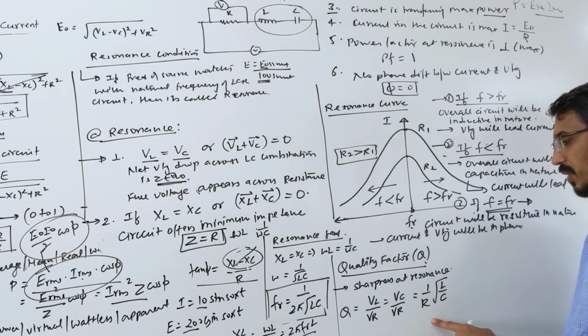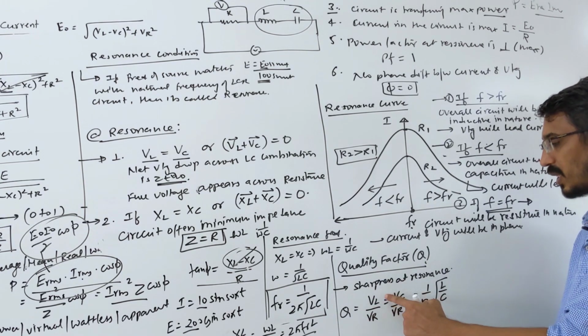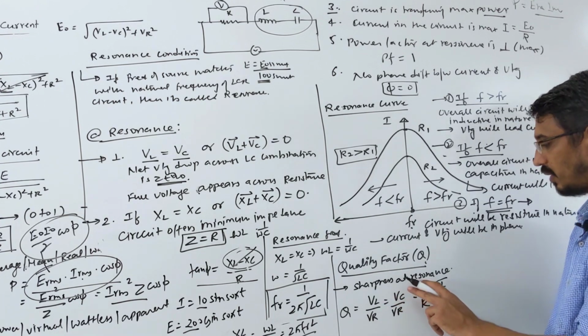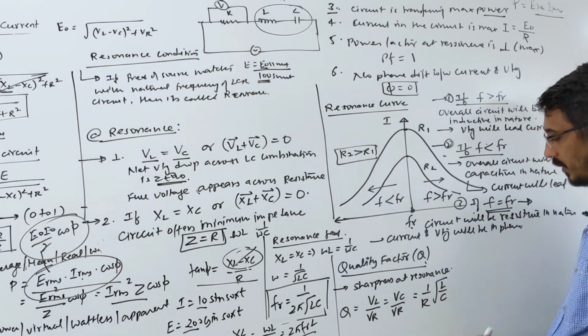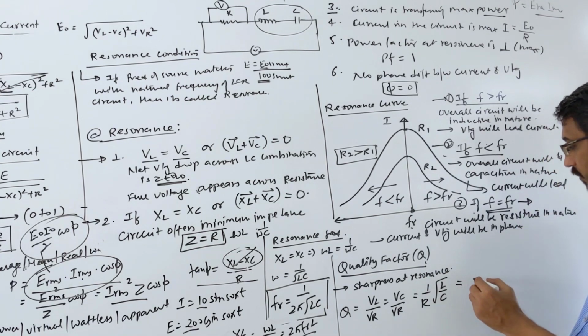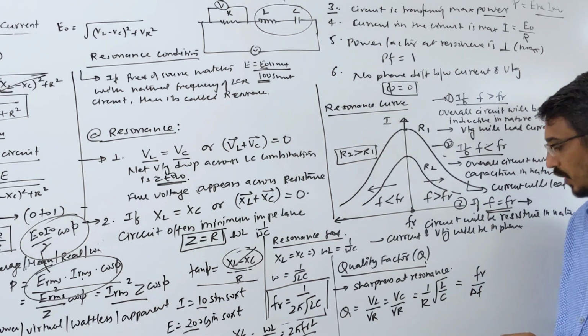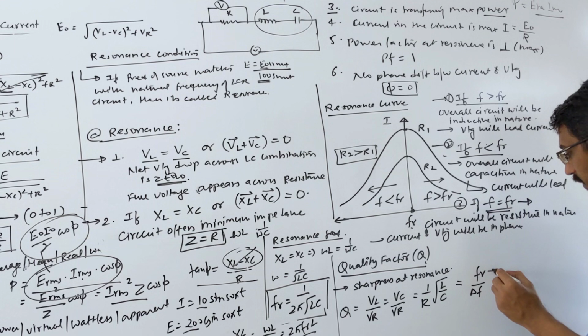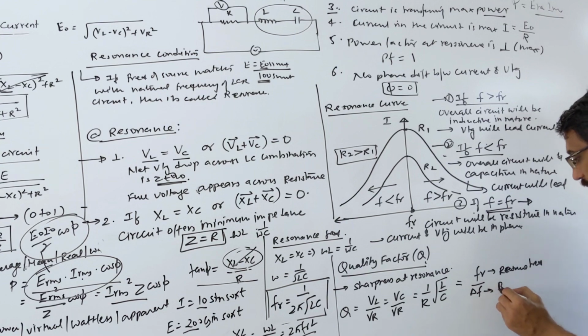So this is one way to define it. The definition is the voltage across L or C by R. Or if you want to write it as a formula, it becomes 1 by R root L by C. You can also write it this way: FR by delta F. What is FR? This is your resonance frequency, and delta F is called bandwidth.